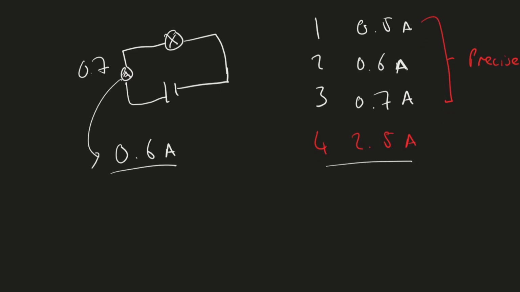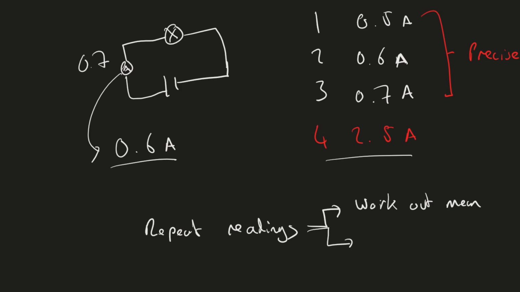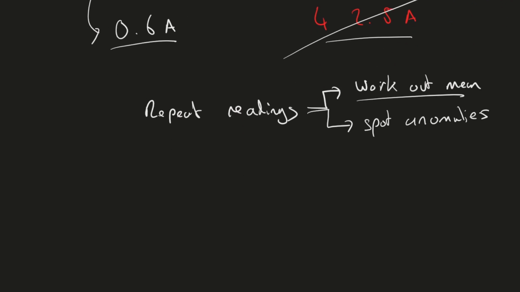Cool. So the idea then of reducing a random error, you can take repeat readings. You can 1, work out a mean, and 2, you can actually spot anomalies. So both of those are very, very important. And of course, when you're working out your mean value, you can remove anomalies. So for example, we're working out the mean from these 4 measurements. We discount this 4th measurement and we just use the top 3. Cool. So that is basically random error.